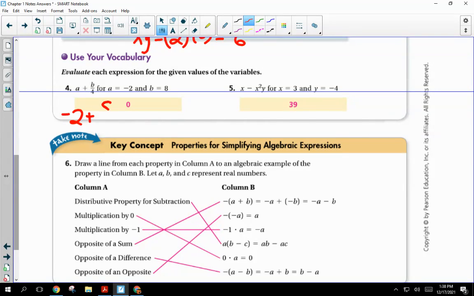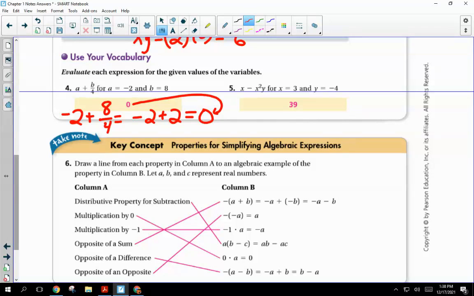B equals 8. Right? 8 divided by 4 is 2. We're going to divide before we add. So -2 plus 2 equals 0. And you can see how they got 0 and we got 0.